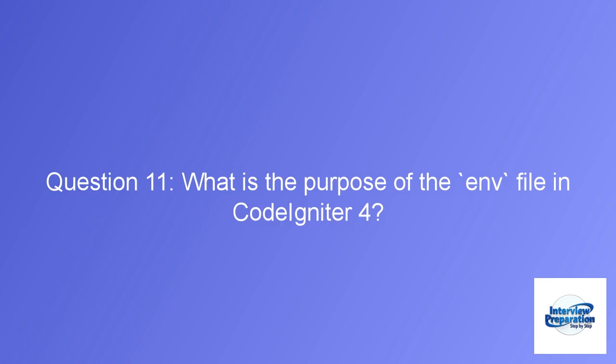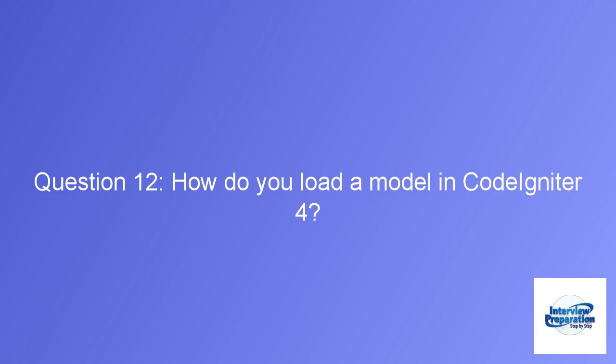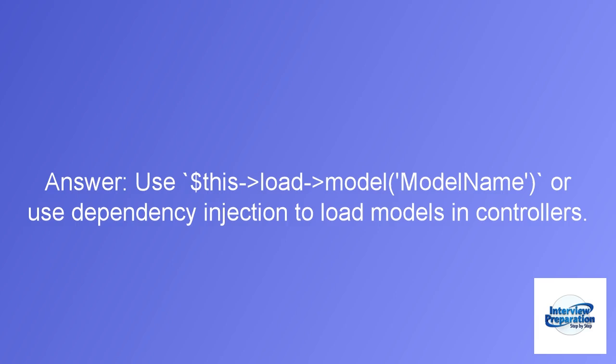Question 11. What is the purpose of the .env file in CodeIgniter 4? Answer. The .env file stores environment-specific variables like database credentials and app settings. Question 12. How do you load a model in CodeIgniter 4? Answer. Use $this->load->model('model_name'), or use dependency injection to load models in controllers.